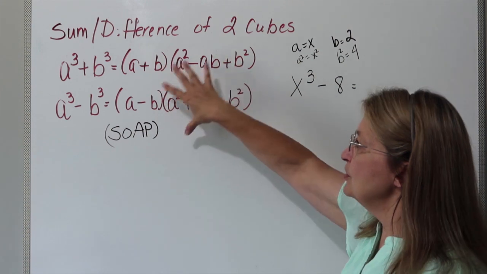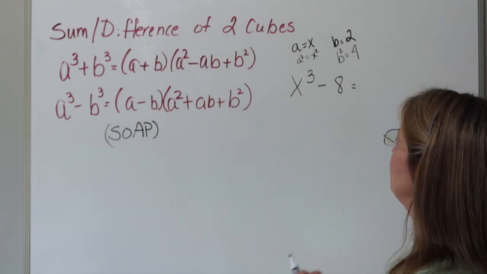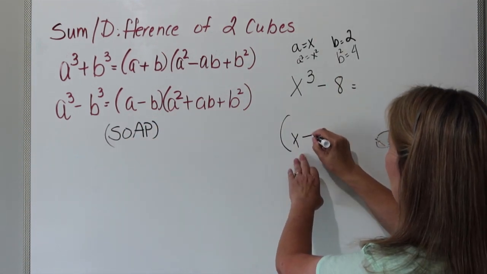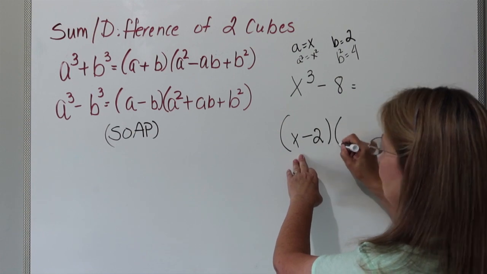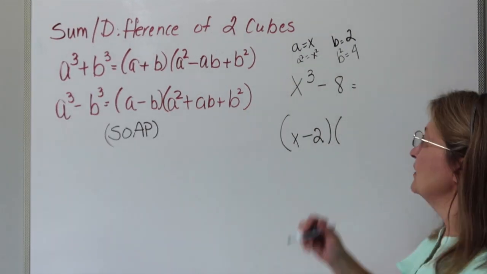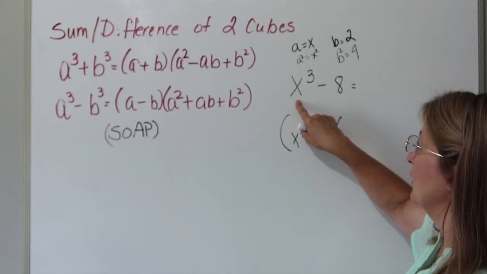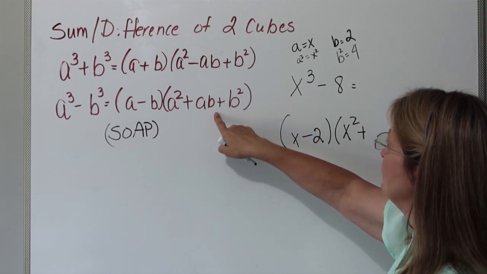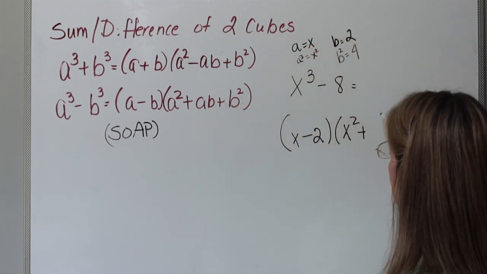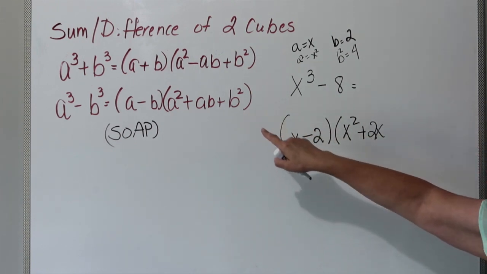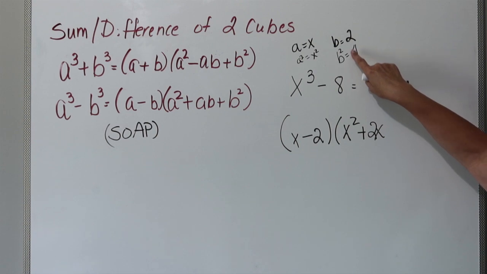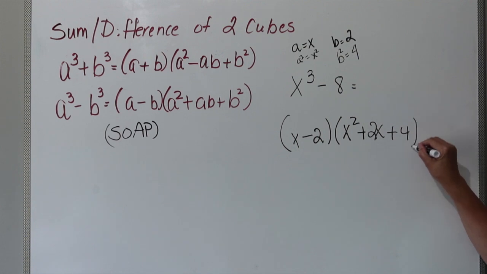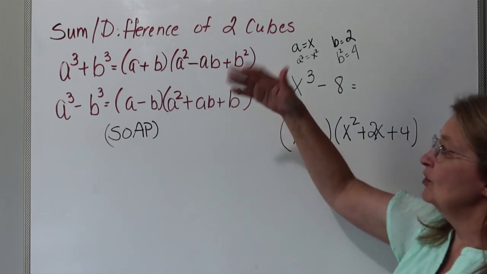Now you're just going to substitute into the formula. So let's see. We've got A, which we just determined was x, minus B, which we determined is 2. Here we've got A squared. So that's the root of this squared, which we said is x squared, plus, all right, A times B, which is going to be x times 2. And then my last term is the B squared. So B is 2. 2 squared was the 4. And that is how you use the sum or difference of two cubes.